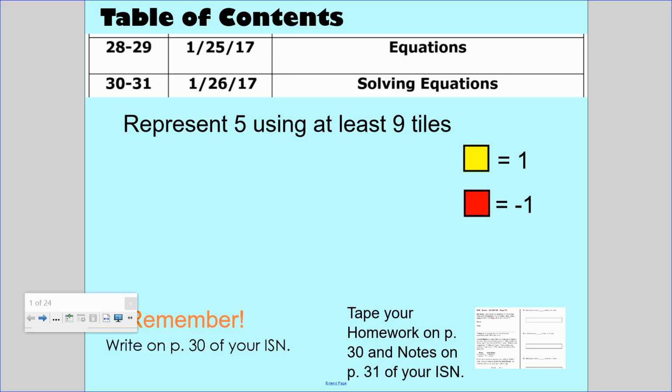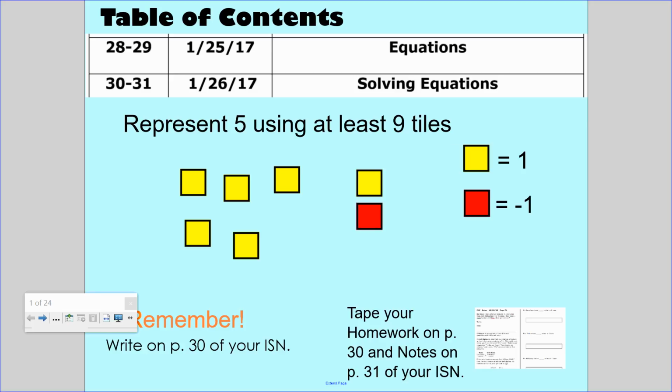In our number routine, it says represent 5 using at least 9 tiles. So 1, 2, 3, 4, 5. But I have to represent this with at least 9 tiles. Is this a zero pair? That means 0. So it still represents 5, even though I added a 1 and a -1.